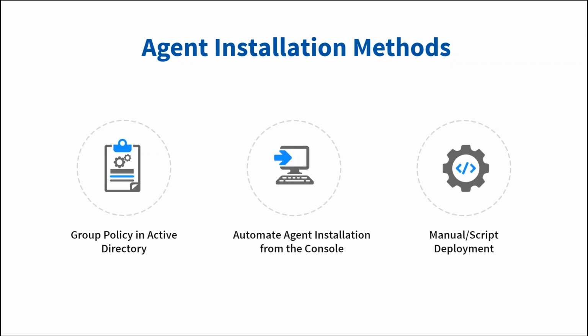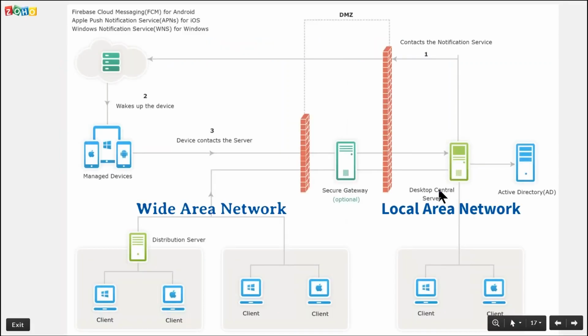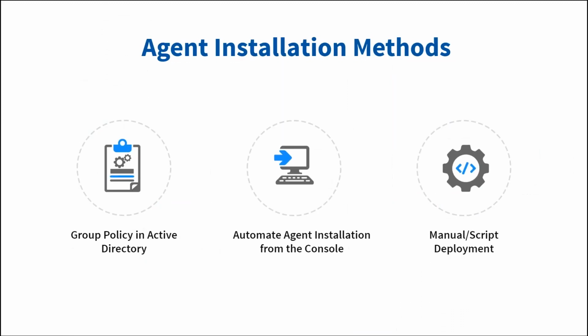When it comes to automated agent installation, all you have to do is add your domain or workgroup under Desktop Central's management. Once you do that, your Desktop Central server will establish communication with your Active Directory, pass the information, and have it listed in your Desktop Central console, from where you can select the computers to which you want to push the agents and have it sorted instantly.